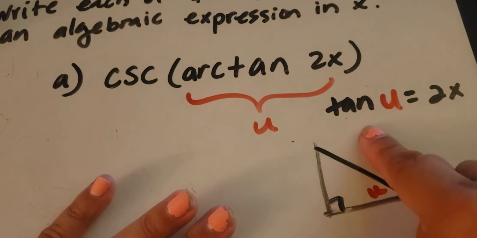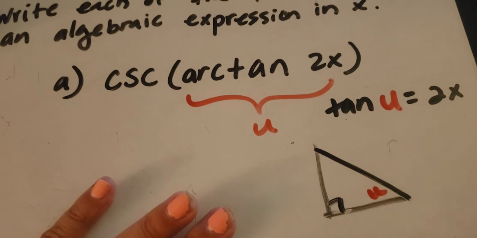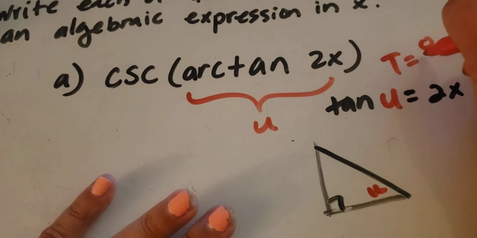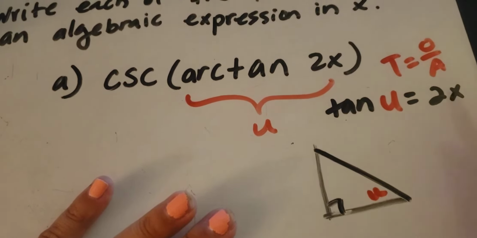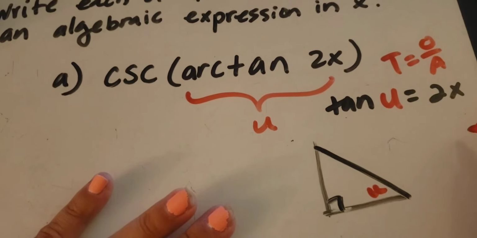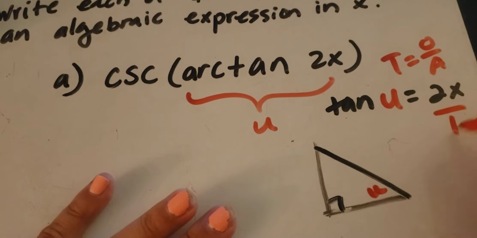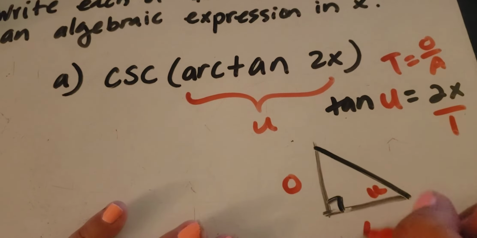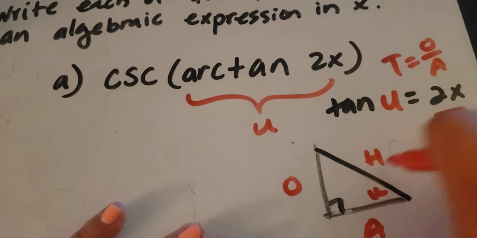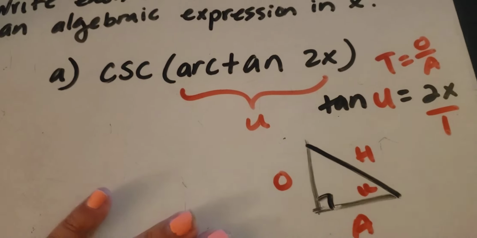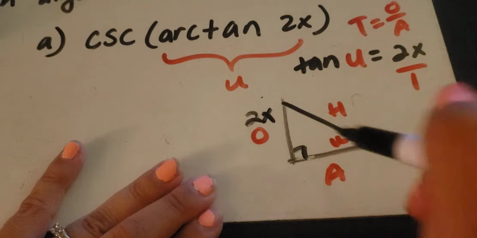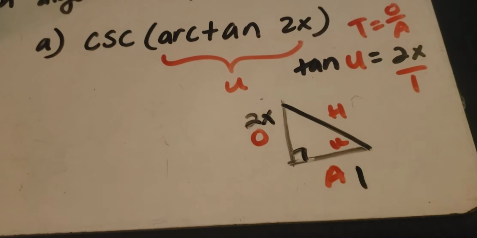All right, tangent represents opposite over adjacent, so I'm going to write that down. Tangent is opposite over adjacent. So how do we get 2x? Well, you could just write it over 1. So here's our opposite, here's our adjacent, here's our hypotenuse. You can simply say that our opposite is 2x and our adjacent is just 1.